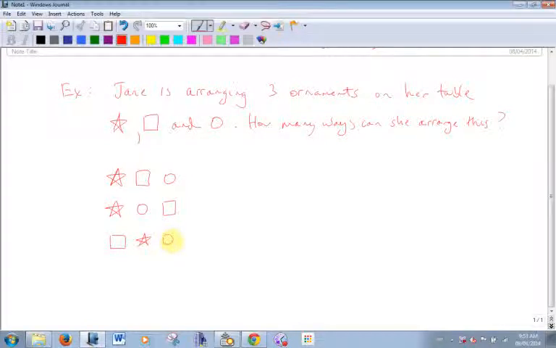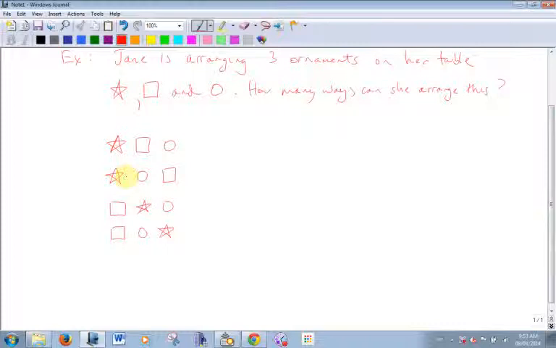Okay. Well, let's start with square first. I could have star next, and then circle. And hopefully you see there's another way I could arrange this. Circle, then star. Any other ways I could have a square first? That's it. Okay, what's my other choice? What other thing haven't I had first on the shelf? Circle, yeah. So circle, star, square. Circle, square, star. Anything else? If you're systematic, it's pretty easy to tell if you're done, right? Okay? Yeah, how else, what other arrangement could I possibly have between these 3 ornaments or shapes? That's it. Okay, 1, 2, 3, 4. There's 6 ways she could arrange 3 ornaments, okay?